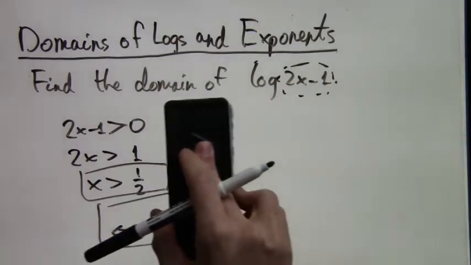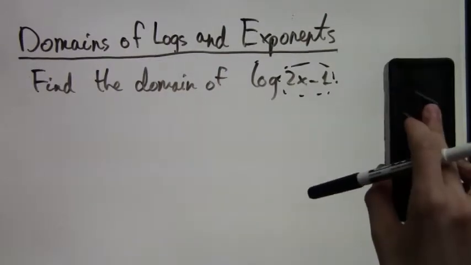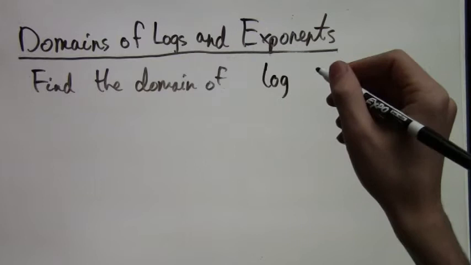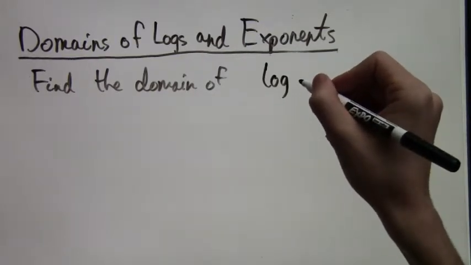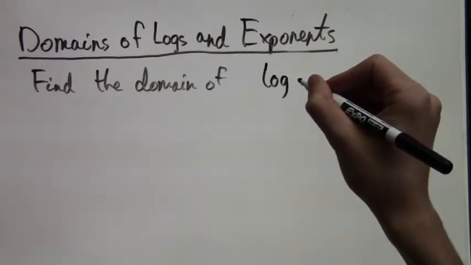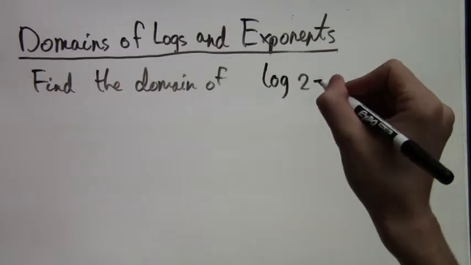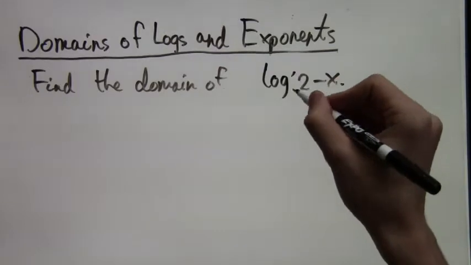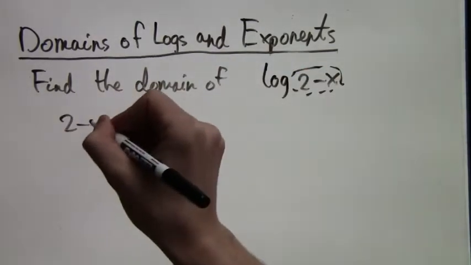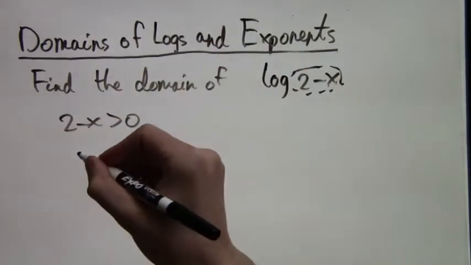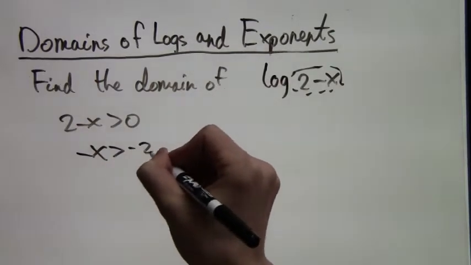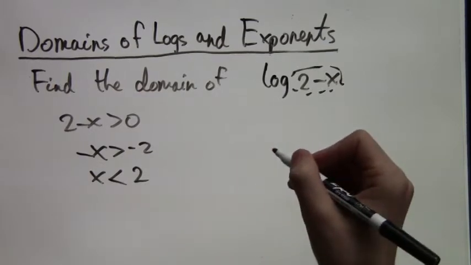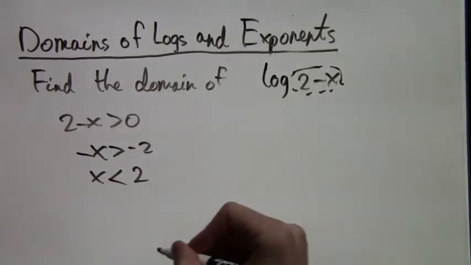We can do another similar example. All you have to remember is that you have to take the log of a number greater than 0. It's impossible otherwise. So let's say we have log of 2 minus x. What is the domain? Well, 2 minus x is greater than 0. So negative x is greater than negative 2. And remember, when we multiply by negative 1, then we have to flip the sign. So we get x less than 2.